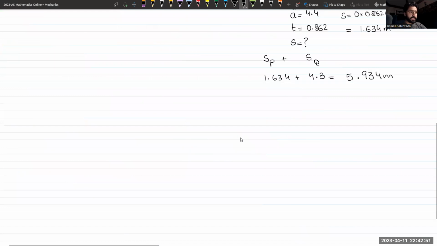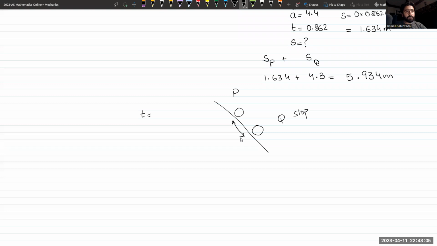What's the gap? So we reconsider the scenario. This object P is coming down from the top, object Q has stopped. Object Q has come to a stop. And the gap between them, and how much time has passed? Time passed is 0.862 seconds. Collision has not happened. But we are further into our investigation. We are not on the wrong path. We are on the right path.